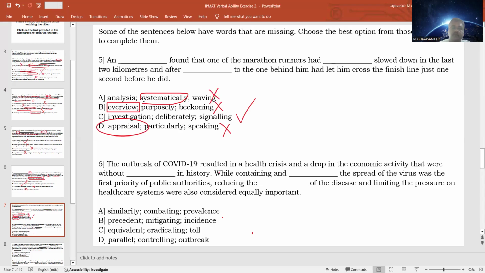Question number 6: the outbreak of COVID-19 resulted in a health crisis and a drop in economic activity that were without a dash in history. What is the meaning here?